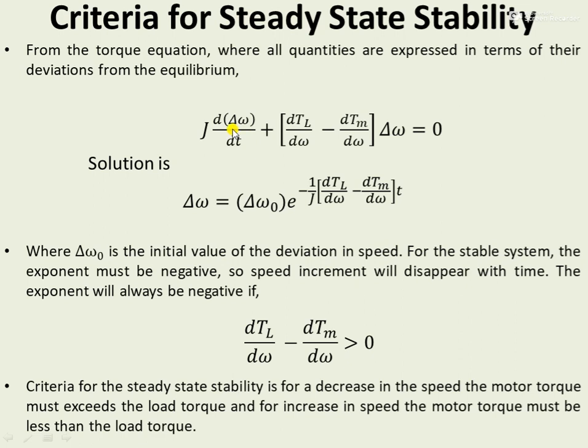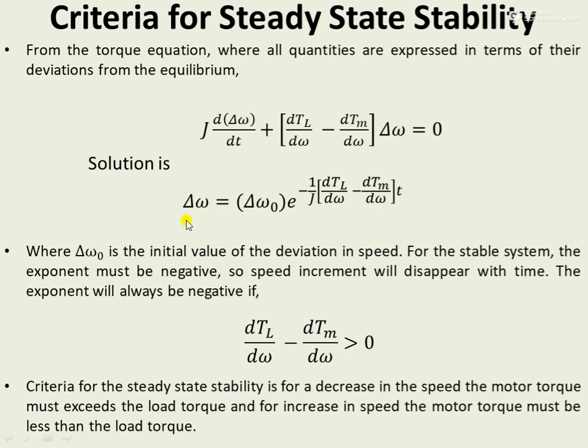So the relation will be of the form d by dt of delta omega is equal to minus 1 by J bracket this term into delta omega. So minus 1 by J into this term will be k, and this will be the y, dy by dx. Y is delta omega and x is actually t. So the solution for this will be y is equal to c e raised to k into x, and the value of k is minus 1 by J into dTL by d omega minus dTm by d omega.